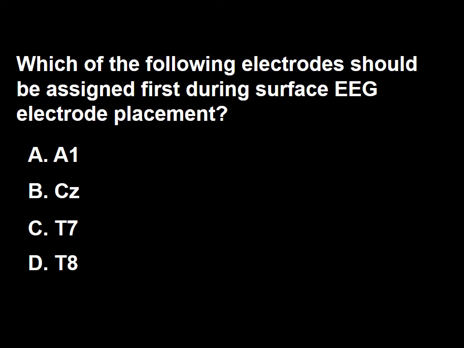The next question is, which of the following electrodes should be assigned first during surface EEG electrode placement? A. A1, B. Fpz, C. T7, D. T8. This question is just an excuse to tell you how I was taught to place surface EEG electrodes.